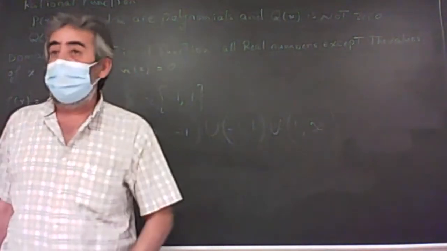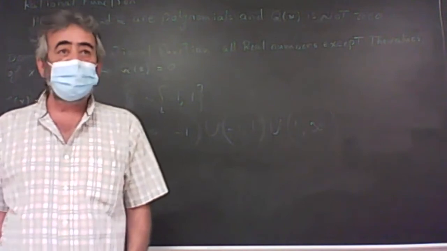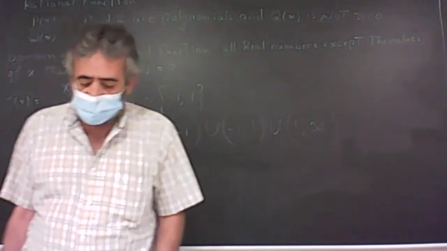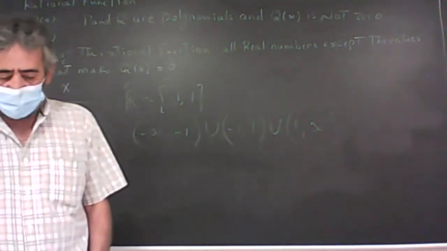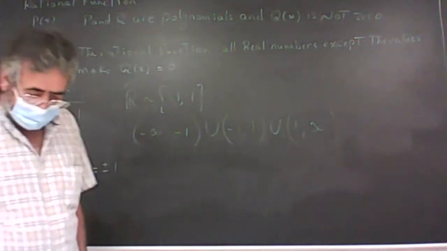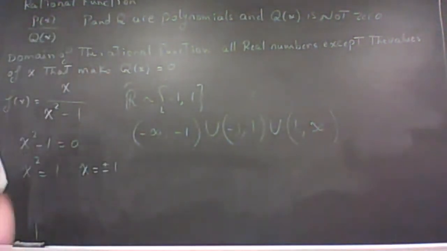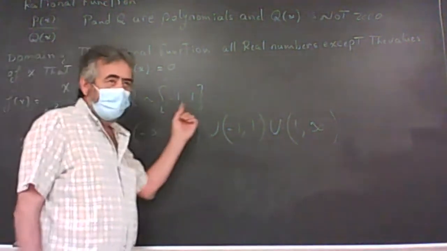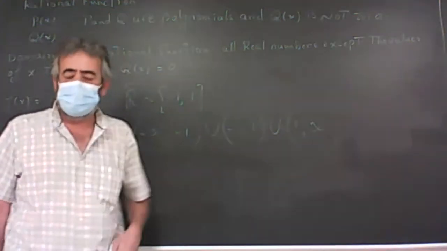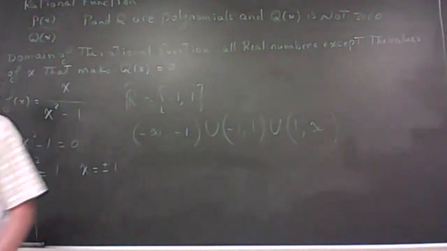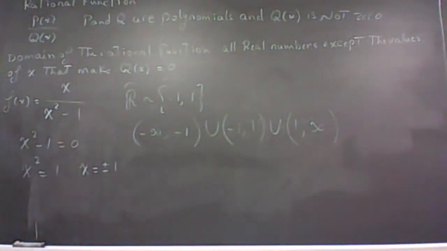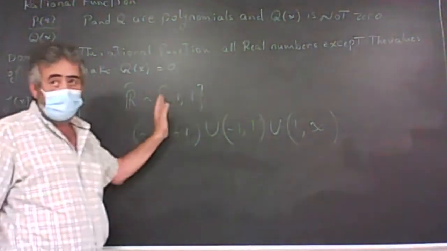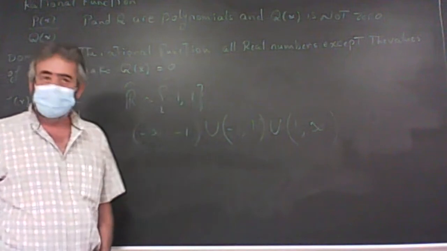Any questions about finding the domain? So when I do those exceptions, that means as the graph goes past, it's not going to hit those numbers because they are not part of the domain.